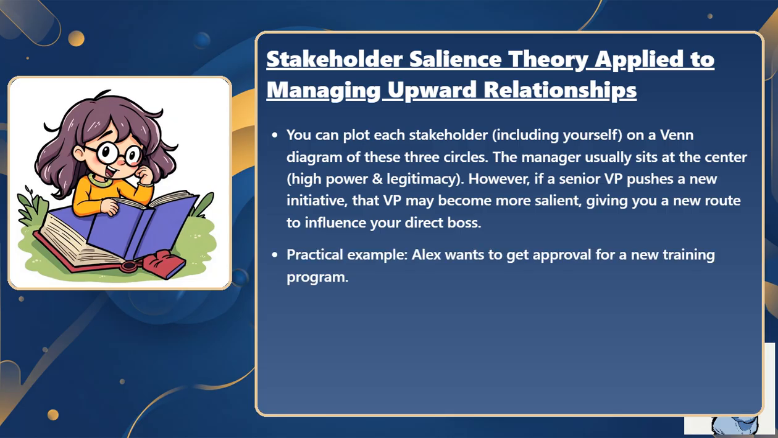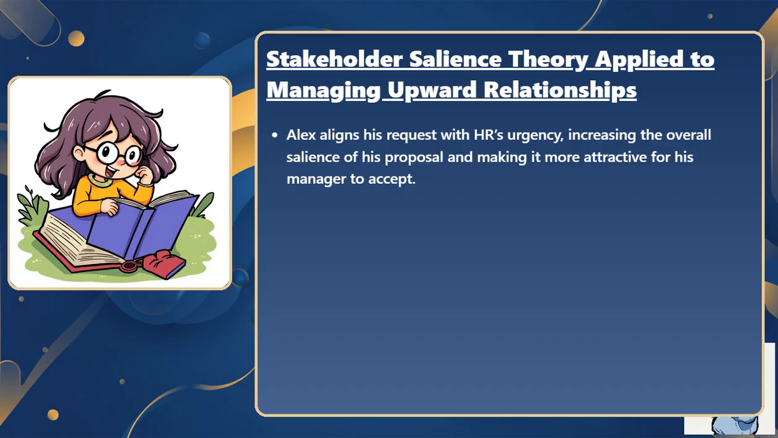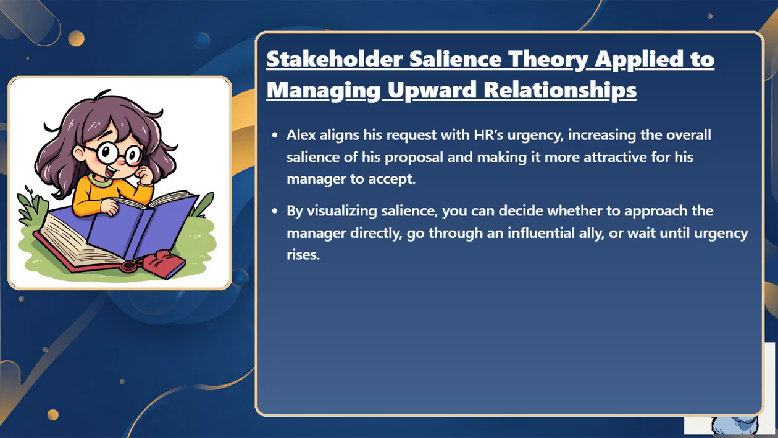Practical example: Alex wants to get approval for a new training program. He notes that his manager has high power and legitimacy but low urgency for training. Meanwhile, the HR director, who has high power, high urgency, and legitimacy, is championing skill development. Alex aligns his request with HR's urgency, increasing the overall salience of his proposal and making it more attractive for his manager to accept. By visualizing salience, you can decide whether to approach the manager directly, go through an influential ally, or wait until urgency rises.